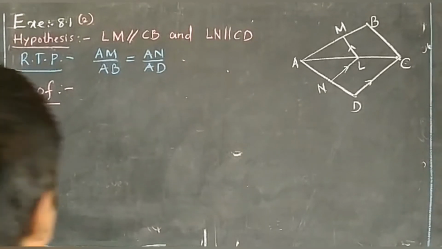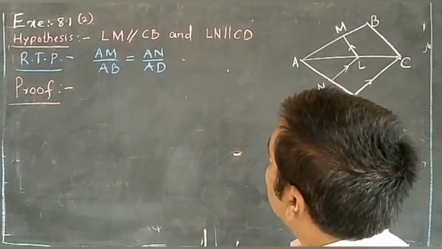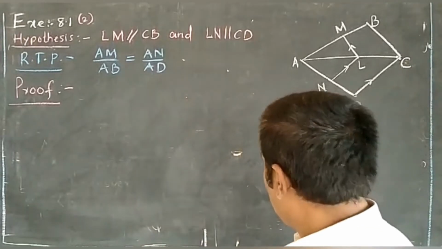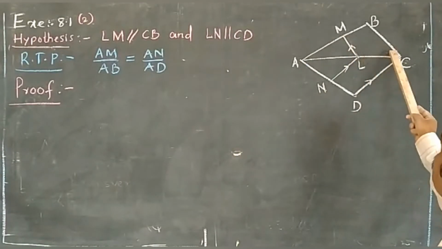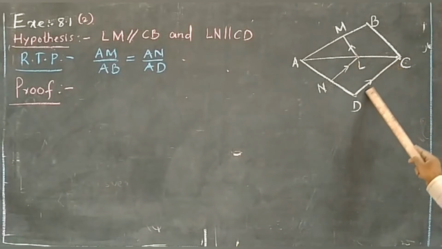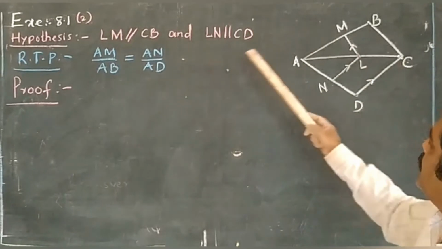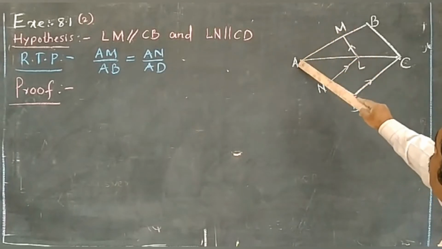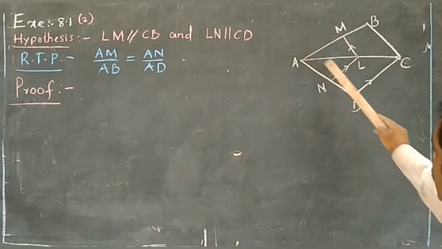Okay, children, here this is the second question. This is exercise 8.1. Here, the hypothesis is given as LM is parallel to CB and LN is parallel to CD. With these two given, it is asking to prove AM by AB is equal to AN by AD.